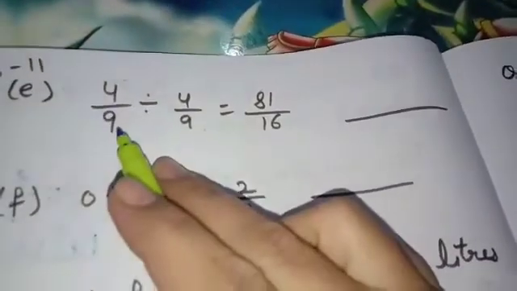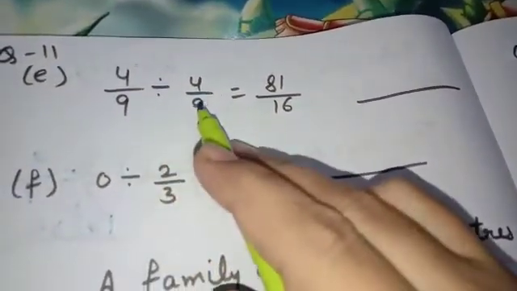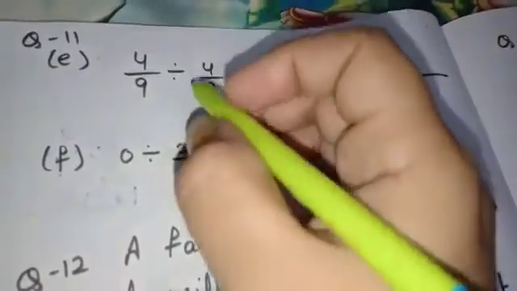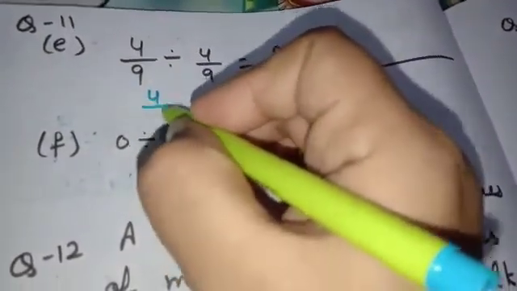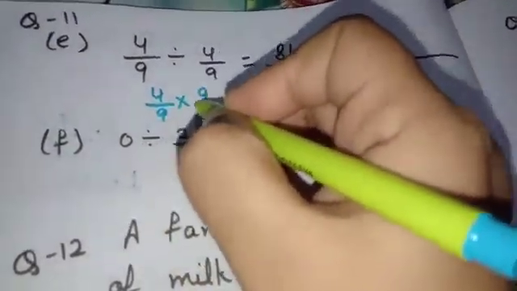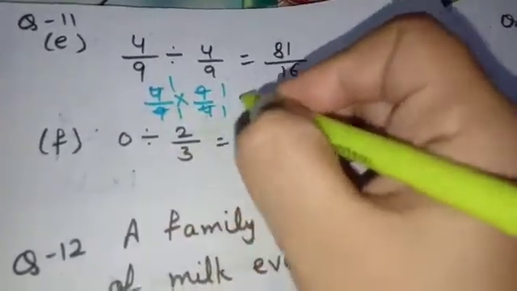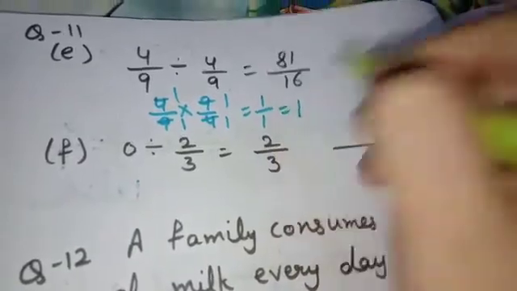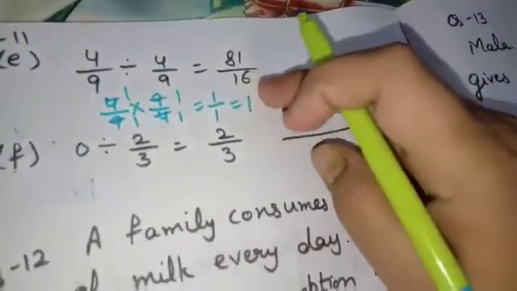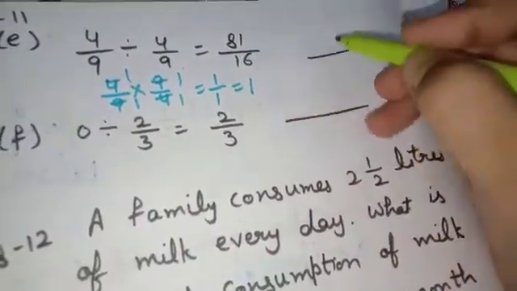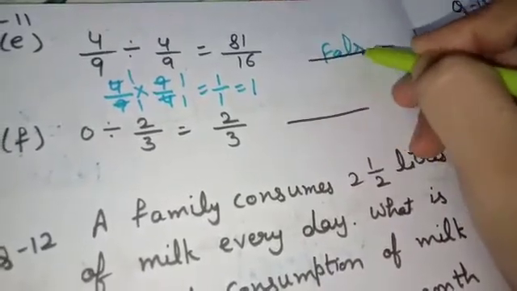E part of the question is 4 by 9 divides 4 by 9 equals to this. So how can we divide? We have to check by solving it. Multiply 9 by 4. When we cancel it, it will be 1 by 1 means 1. But the answer is given 81 by 16. So is it true? No, the statement is false.